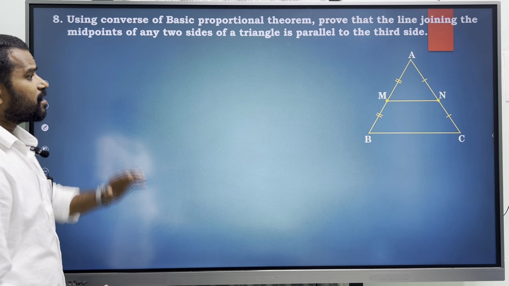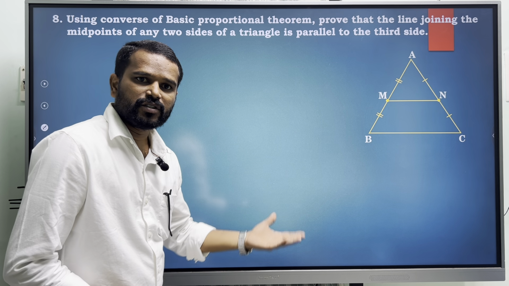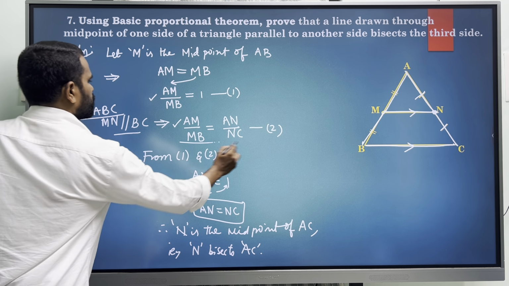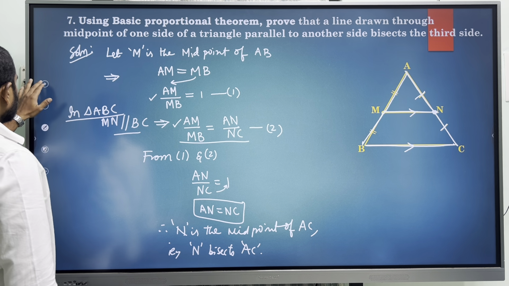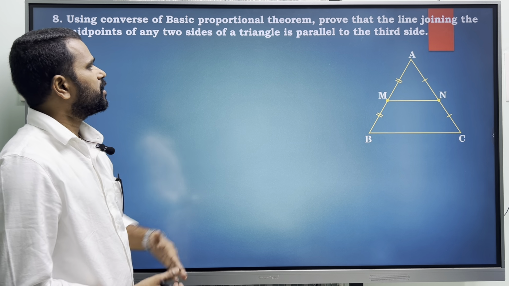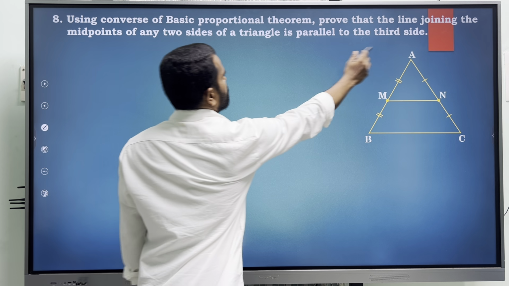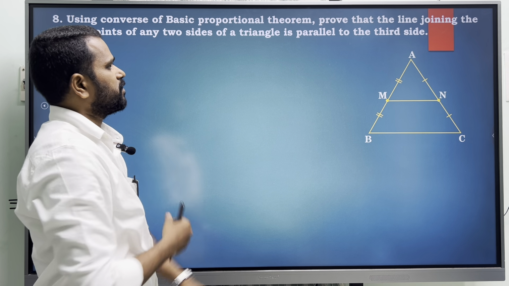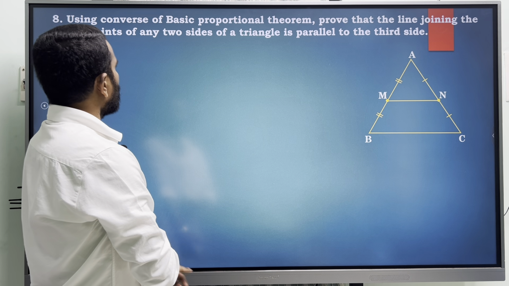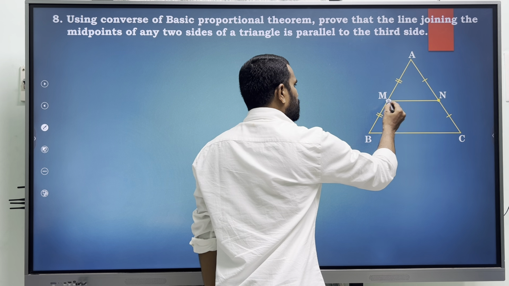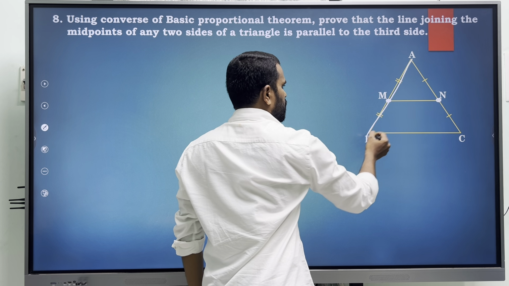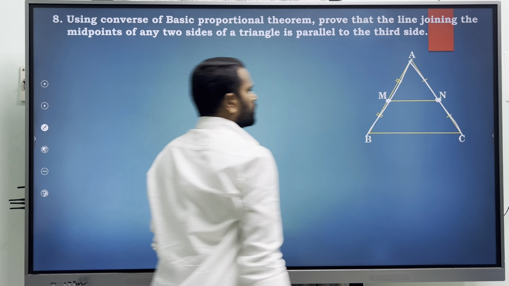See here, using the converse of the basic proportionality theorem. Before, we used the basic proportionality theorem, right? If this is parallel, the ratio should be the same. Now the converse of BPT: if it is in the same ratio, then it should be parallel. We need to prove that MN is parallel to BC, the third side. He has given that this is the midpoint of this side and this is the midpoint of this side.